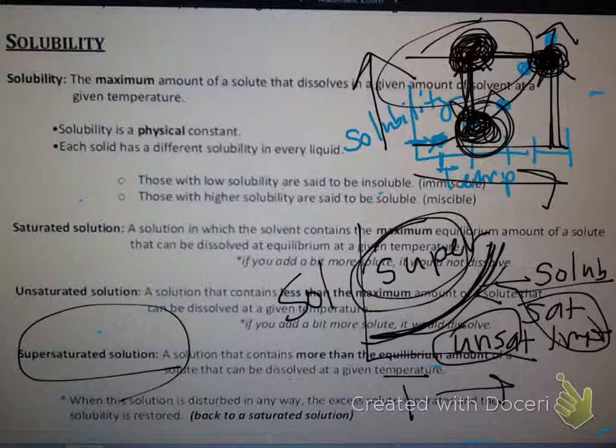Alright? So these are our three types of solutions we can make based on the solubility parameters of every solute-solvent combination at any temperature. We have saturated solutions, the most that can dissolve at that temperature. Unsaturated solutions, less than the maximum amount of solute that can dissolve. And we have supersaturated, more than the maximum amount is dissolved at that temperature.